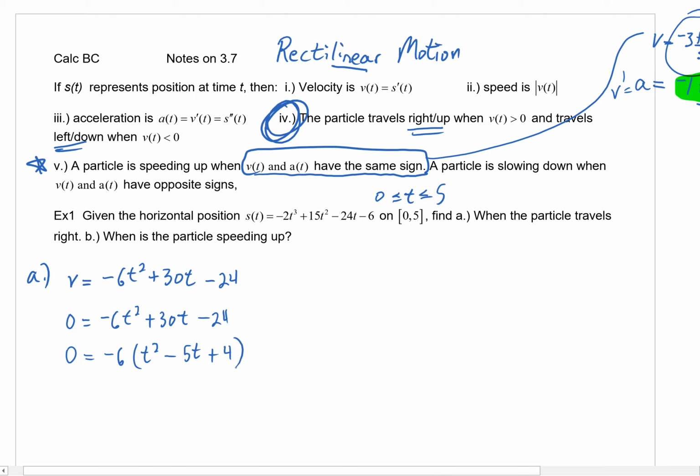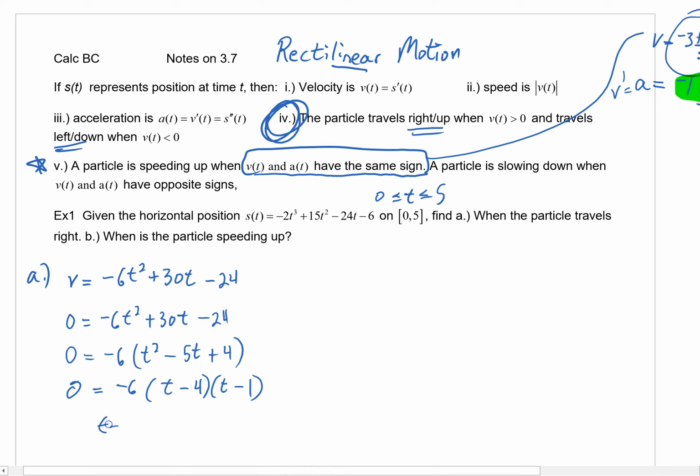Hey, we can look at that. That's kind of nice. And then what? Well, we could do some factoring still. We could say, well, let's factor that down to t minus 4 and t minus 1. And you'd say, where does that equal 0?